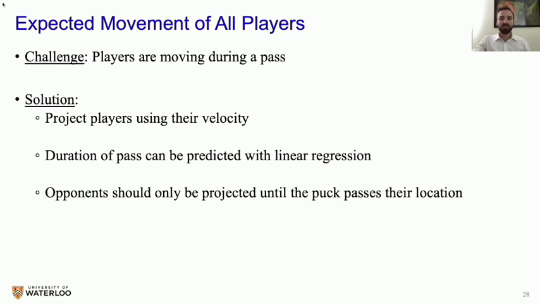Our second extension to the passing lane model includes the expected movement of all players. To do this, we utilize players' velocity at the time the pass is made and the expected duration of the pass based on machine learning from previous passes and various lengths.